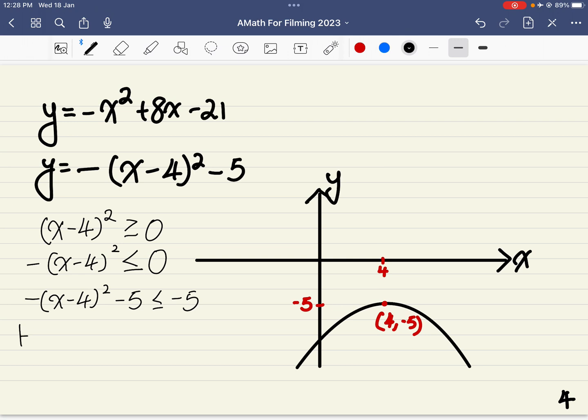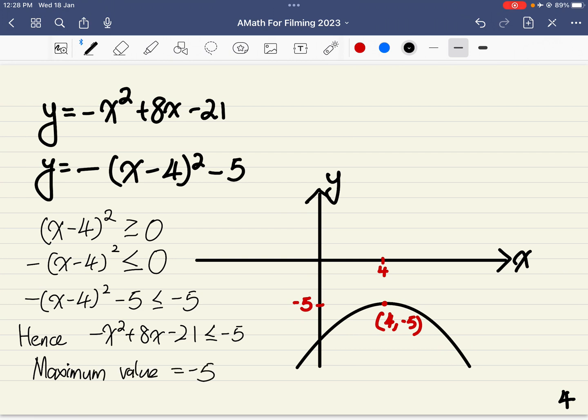So, hence, I can state that negative x squared plus 8x minus 21, these two values are equivalent, is less than or equal to negative 5. So negative 5 is the greatest value and it can only be less than negative 5 from there. Hence, this is a maximum value. So the maximum value is equal to negative 5.